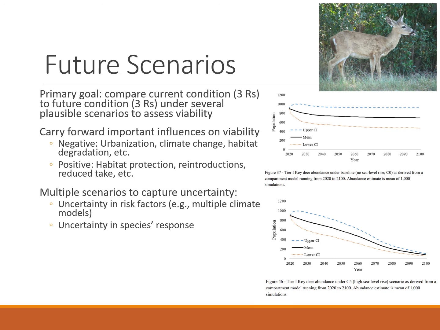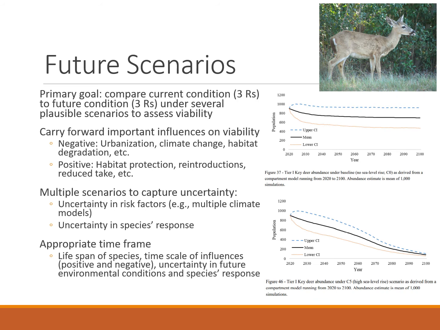And as you can see, you're using different scenarios to really couch that uncertainty when you're looking at that risk factor. You also want to use different scenarios to look at the uncertainty in the species response, because we don't know how key deer, for instance, are going to respond necessarily to sea level rise at each of those junctures over time. So you want to give a range of possibilities to evaluate.